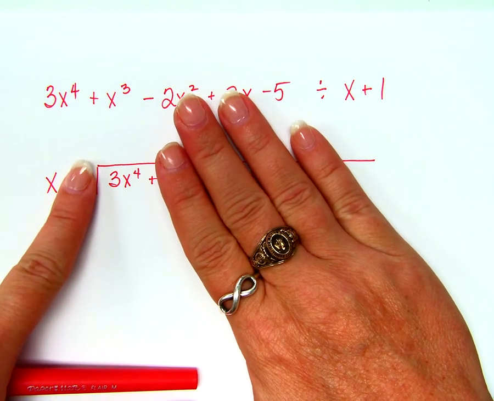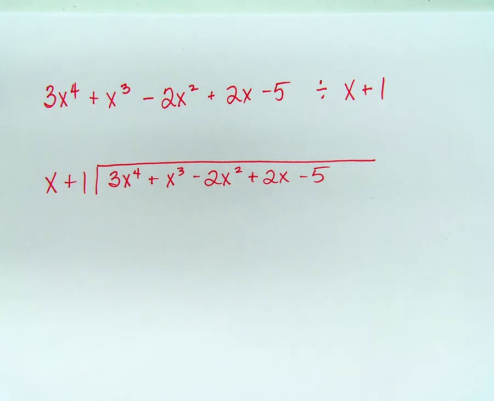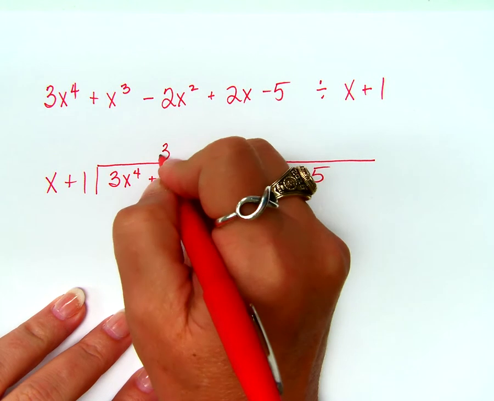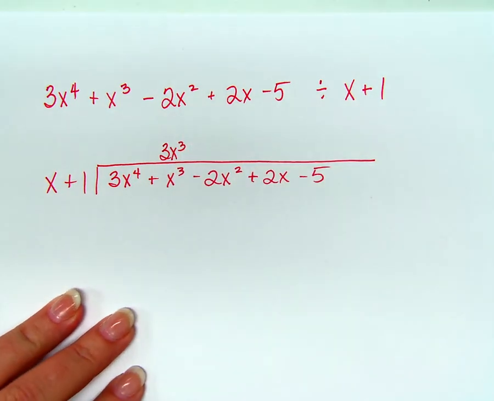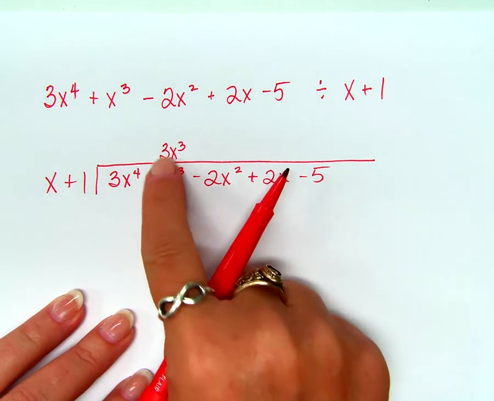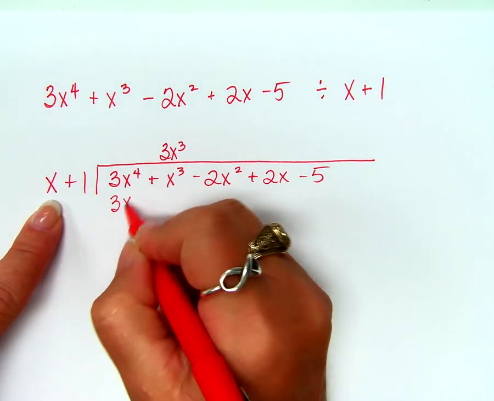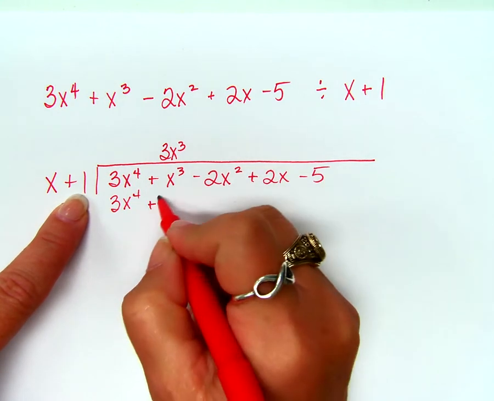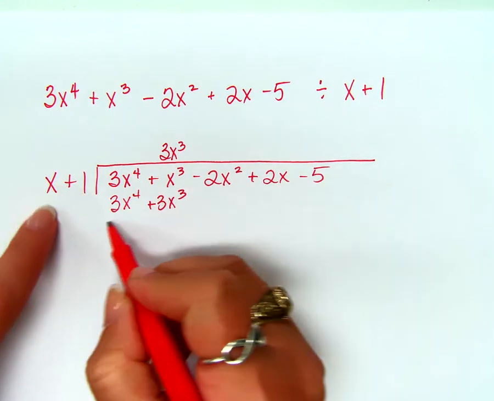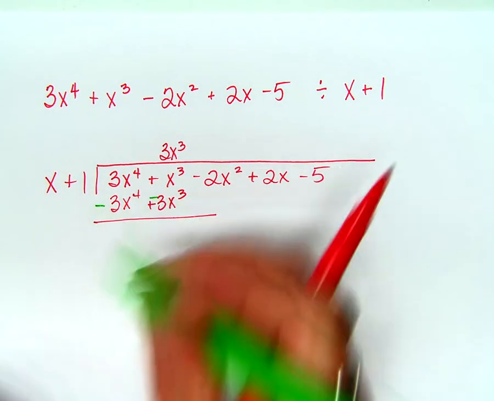What's 3x to the fourth divided by x? 3x to the third, right? Where does it go? Above the x to the third, so 3x to the third. Now what action do we take? Multiplication, right? 3x to the third times x, 3x to the fourth. 3x to the third times 1, 3x to the third. And now, subtract or add the opposite, right?